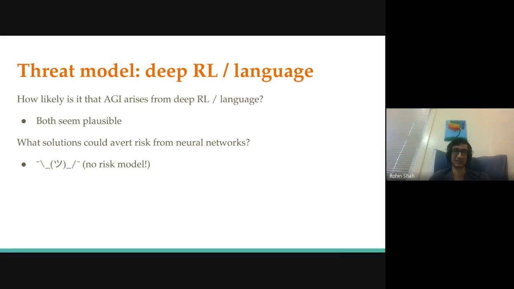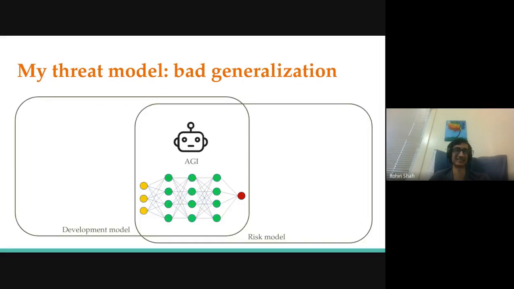So I spent all this time sort of dunking on existing threat models. So I figured I should at least try to give my own threat model as someone who is trying to do research on AI alignment.